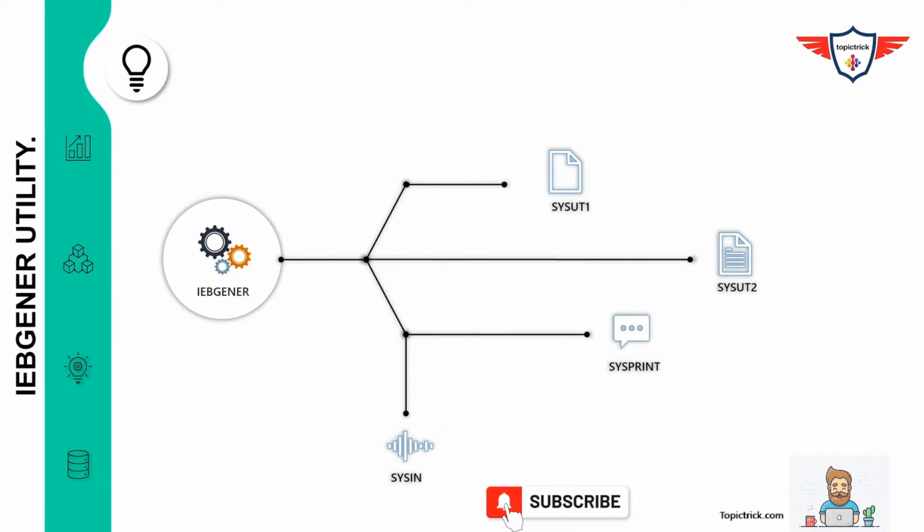The third one is SYSPRINT. It is an output message file. The last one is SYSIN, and it is used to specify the control parameters. And if you do not want to use a control statement, the SYSIN DD statement is still required, so you must code it as a dummy dataset.